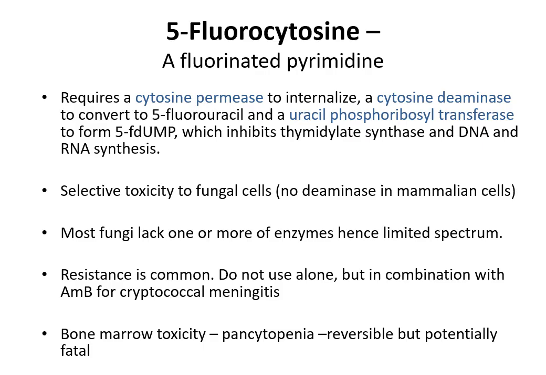inside the fungal cells. And of course, it also requires a permease to internalize it, and we said the aminase to convert it. And then the 5-fluorouracil follows the same pathway you have studied before for antivirals and for cancer chemotherapeutic agents. It is converted into the triphosphate form, 5-fluorodeoxyuridylate, and this compound inhibits thymidylate synthase and therefore interferes with the synthesis of DNA mainly, but also with RNA synthesis.